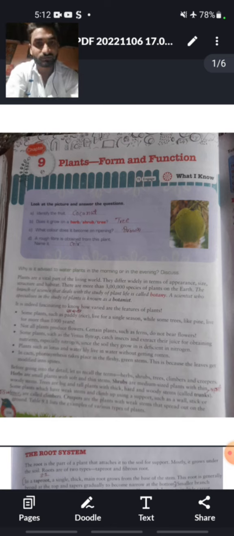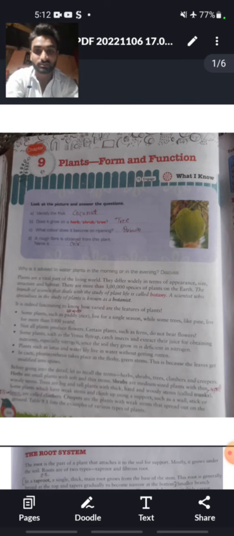In this chapter we discuss what the functions are and the different types of plants like herbs, shrubs, trees, climbers and creepers, and what the functions of these plants are. So let's start the topic.